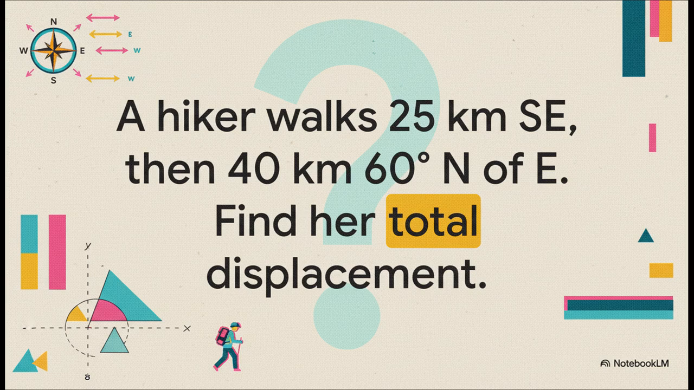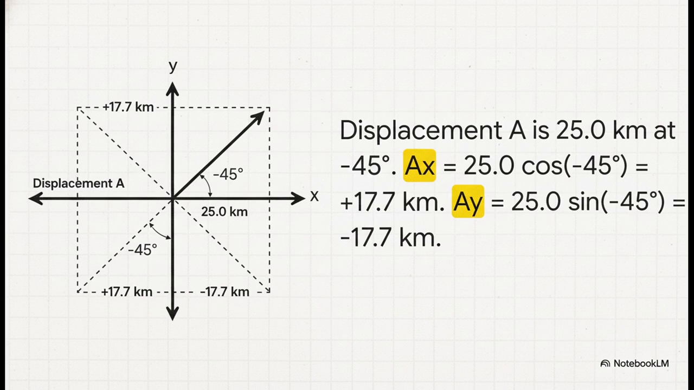In other words, we need to find that one single vector that points from her absolute start to her absolute finish. Okay, step 1, let's deconstruct day 1. The direction is southeast. Now, in math terms, on a coordinate plane, that's an angle of -45 degrees from the positive x-axis. So we just plug that into our component formulas. The x component is 25 times cosine of -45, which gets us a positive 17.7 kilometers. The y component is 25 times sine of -45, which is -17.7 kilometers.